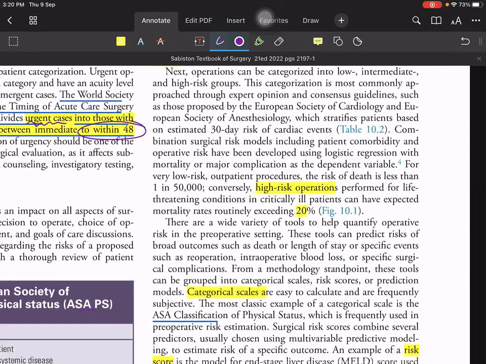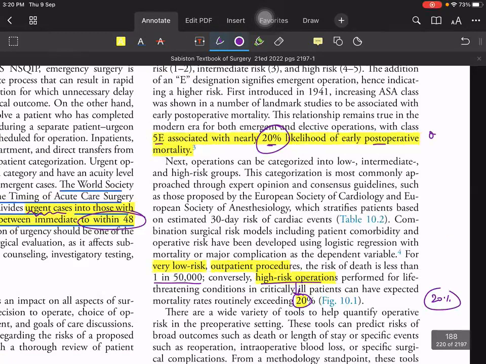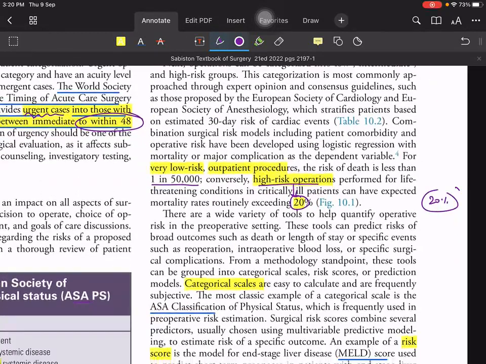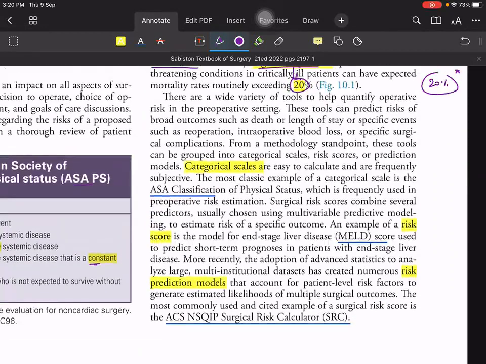So next we will go to the risk of death. In the case of very low risk patients, very low risk OPD procedures, the risk of death is around 1 in 50,000. Conversely, in high risk operations, it exceeds 20%. So remember 20. ASA 5E also 20% likelihood of mortality, and high risk operations 20%.